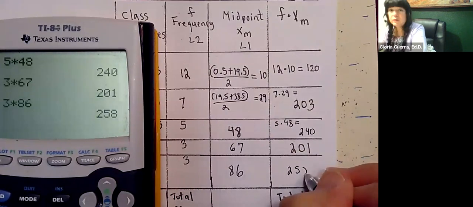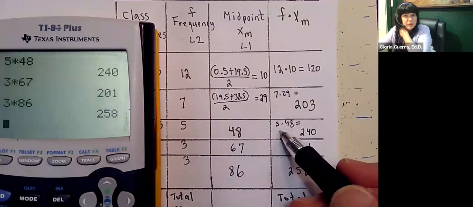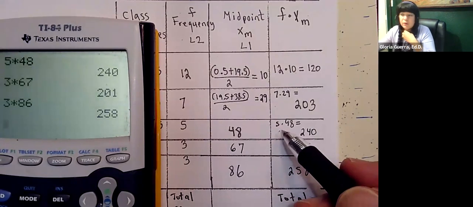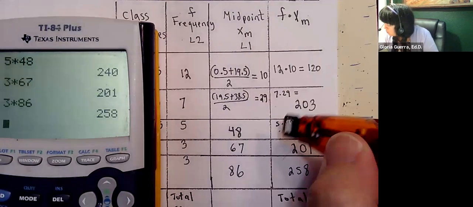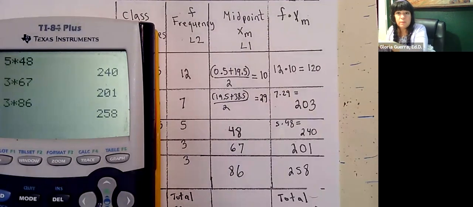Yeah, so this part where you're multiplying f times xm, you only have to do that on your first one. You don't have to do it every time. You just show me on the first one how you got that in your work, okay?